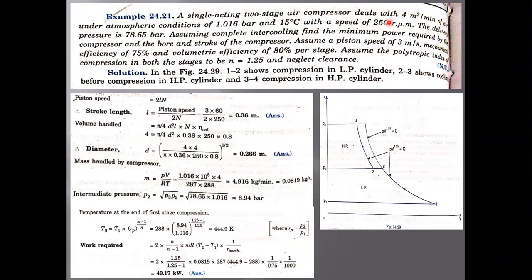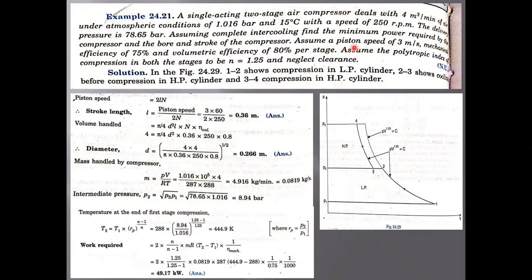What is the given data? M is equal to 4 meter cube per minute, P1 is 1.016 bar, and T1 is 15 degrees centigrade. That means 15 plus 273, you need to take it in Kelvin. Speed n is 250 rpm. The delivery pressure here means not the intermediate pressure P2; the delivery pressure is P3. The delivery pressure is 78.65 bar, and he asked to find the minimum power required. Bore and stroke also we need to find out.